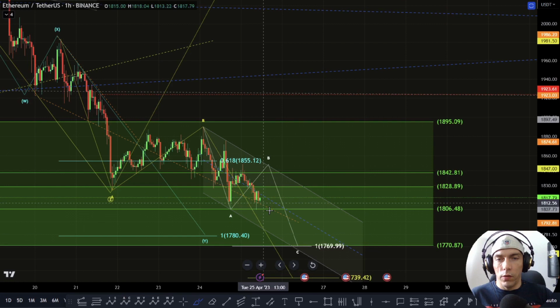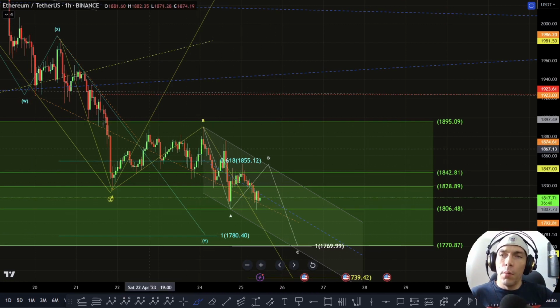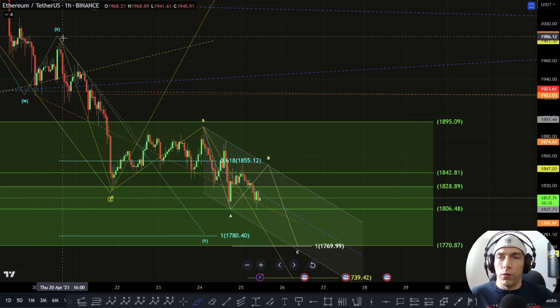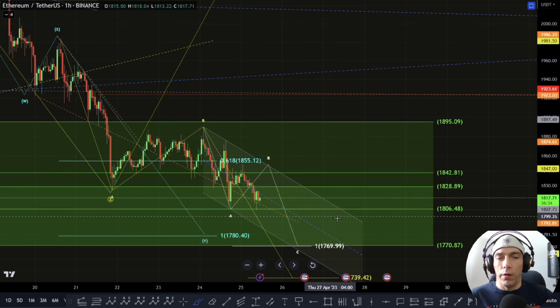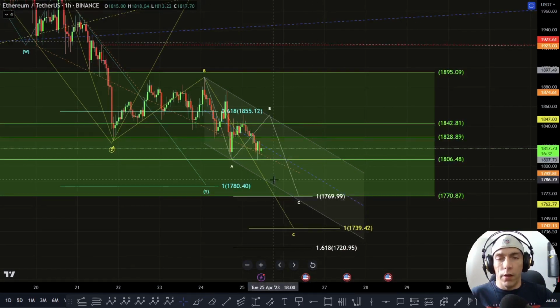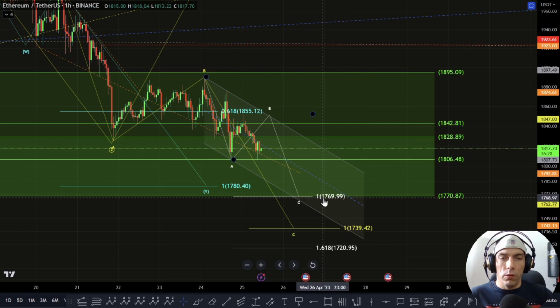It's possible we could still see something like a diagonal play out here. We're going to go over that in a second. But what we could also have is that this is just a WX and a Y to the downside. If that's the case, what we'd then be looking for is potentially a move down towards this 1969 area.